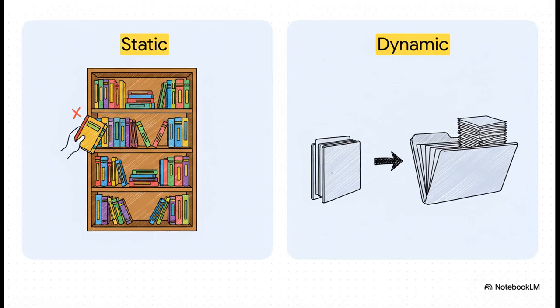A static structure is kind of like a bookshelf you buy with a fixed number of shelves. It's perfect when you know exactly how many books you have. A dynamic one, on the other hand, is like one of those expanding folders. It gives you the flexibility to add more stuff as you go.